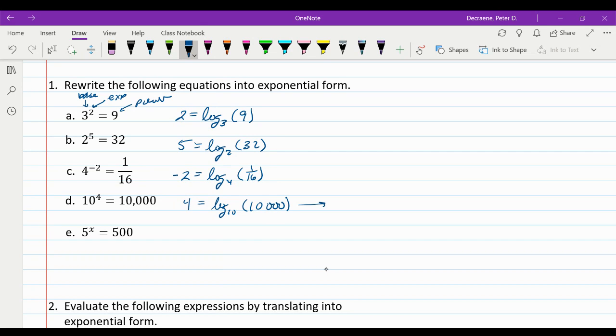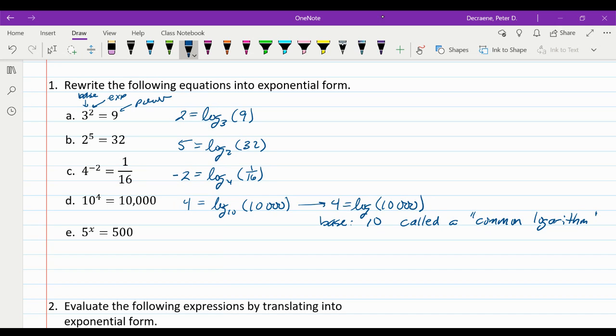Another way to write this one, since 10 is a common thing, we use base 10 a lot, we could also just write 4 equals log of 10,000. If the base is 10, it is called a common logarithm, because we use it a lot. So anytime you see a logarithm that doesn't have a base on it, you can assume that it's base 10.